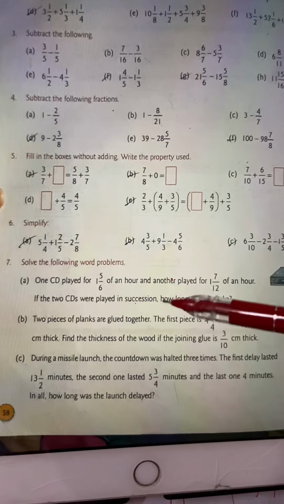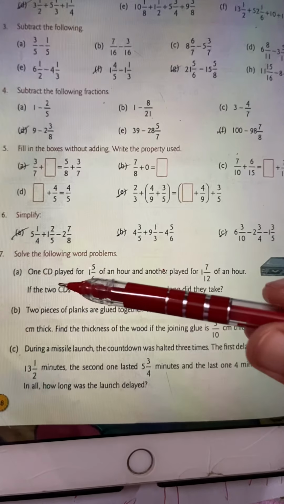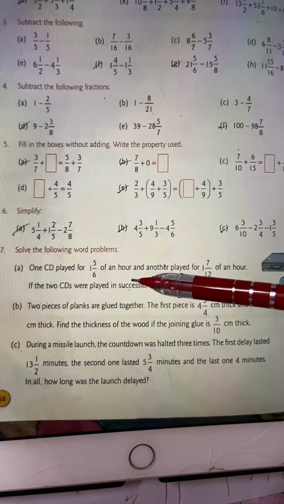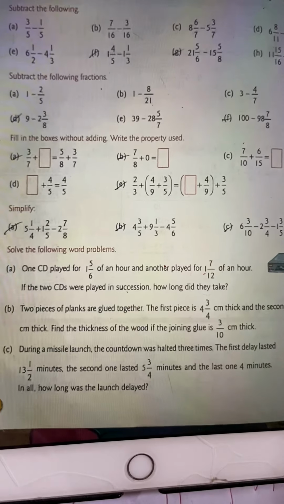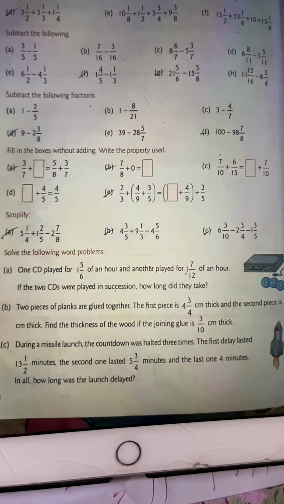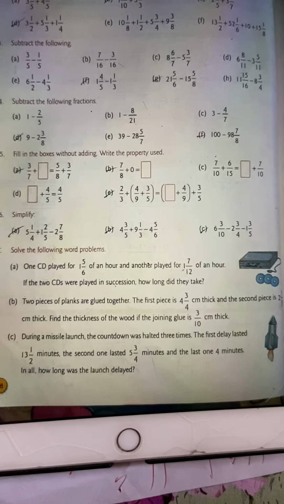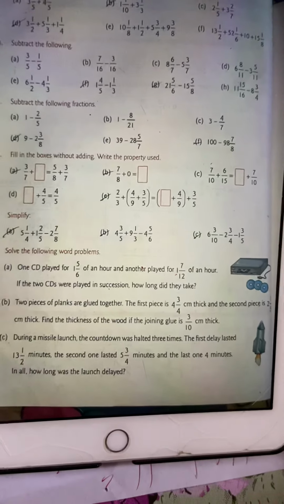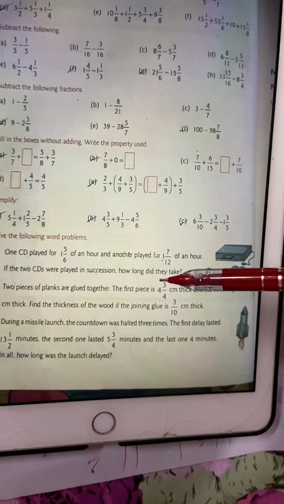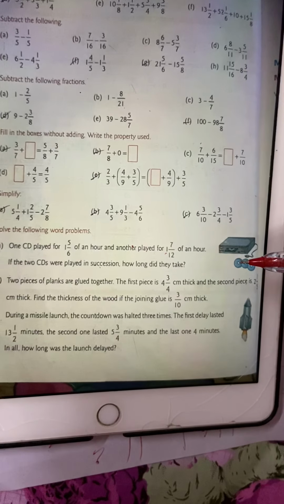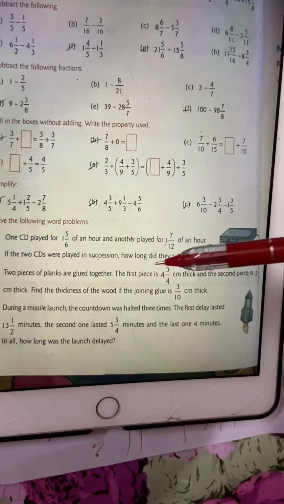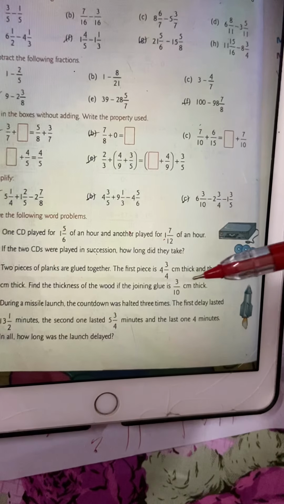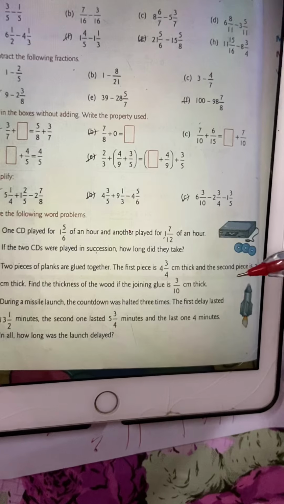Which number is missing? 2 by 3, so here it will be 2 by 3. Try the word problems on your own, like one CD played for this of an hour and another played for this of an hour. If the two CDs were played in succession, succession means one after the other, how long did they take? You will have to add. Two pieces are glued together, thickness of one is this, thickness of other is this. Find the thickness of the wood if the joining glue is 3 by 10 meter thickness.